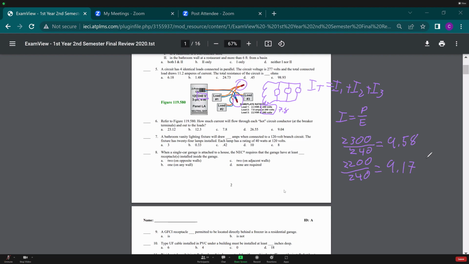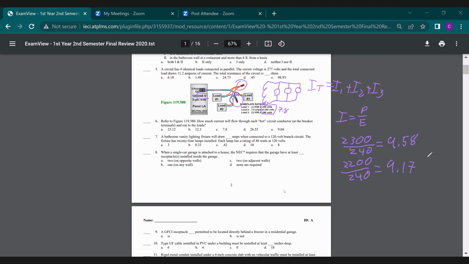Yep, I'm getting exactly the same numbers that you guys got. So all we need to do now is take all those numbers and add them up together. So we'll take load 1, 9.58, plus load 2, 7.8, plus load 3, 9.17. And I got a total of 26.55. 26.55 delta right there.